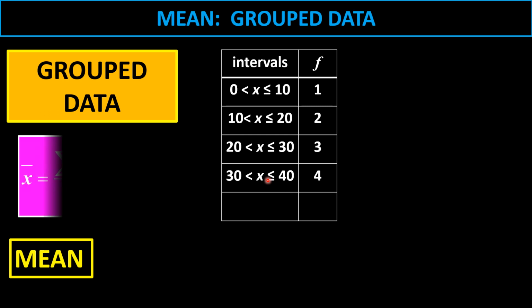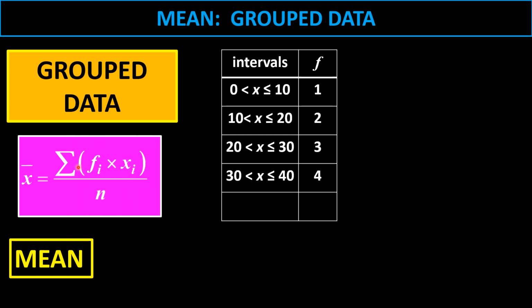Now, here we have a different formula. This formula requires that first of all, we have to find this xi, and this xi here is the midpoint, because this one is only one. I don't know which number it is between 0 and 10. So what we do is we find the midpoint of that interval. And how would we find that? 0 plus 10 divided by 2. And then once we have the midpoint, we multiply it by the corresponding frequency. And then after we obtain the sum, we'll divide it by the number of data values there.